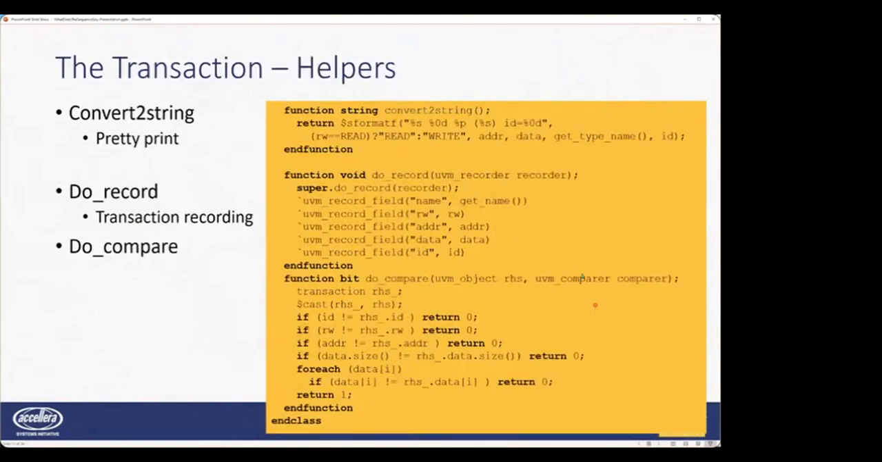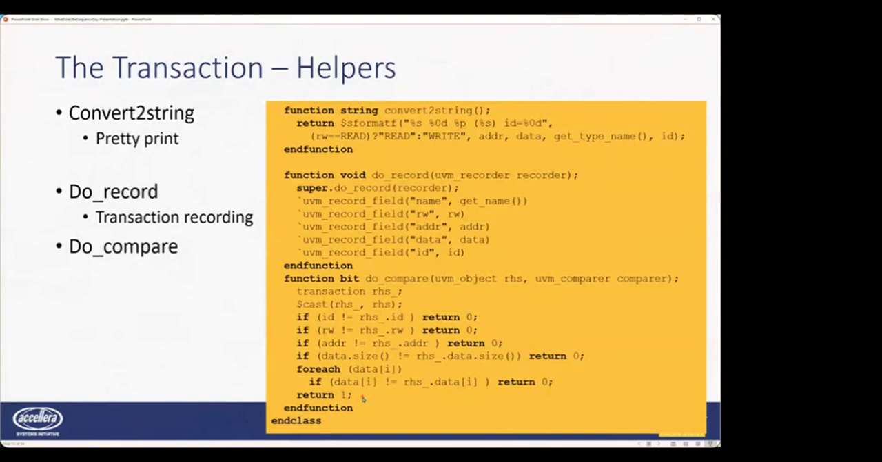And our transaction has a pretty print, convert to string. It's really just making a pretty string that you can use to identify your transaction. It prints out the address, the data, and type name with the ID. Then we define a do record. That helps with transaction recording. Easy to put up a transaction now. And then we have a compare routine. And this compare routine is easily written. It's looking at the attributes that are important. If there's a mismatch, it returns 0. If we get all the way through the checks, then we return 1 because it matched.